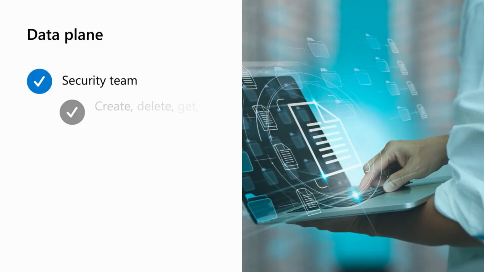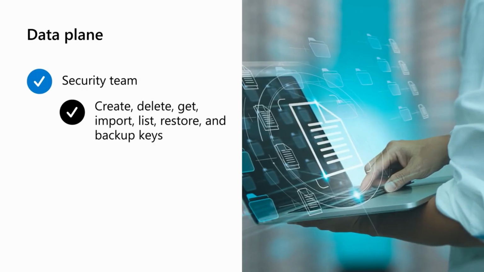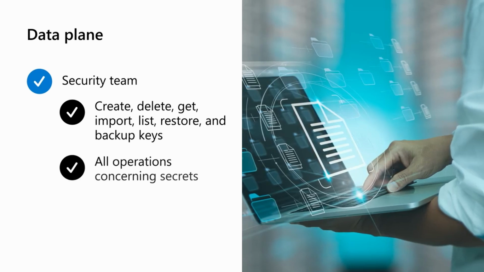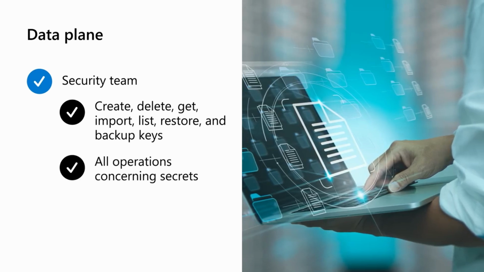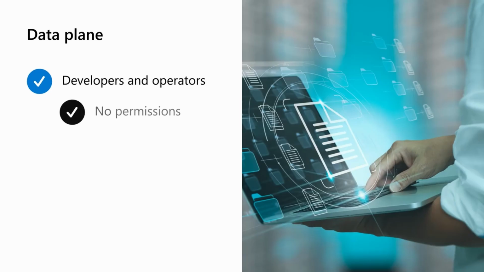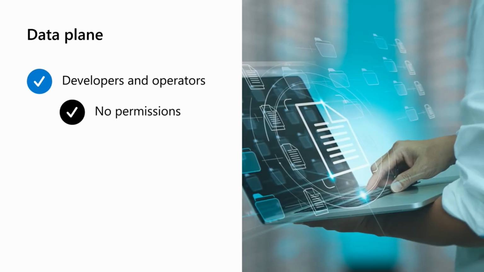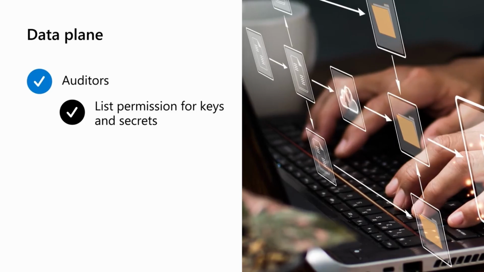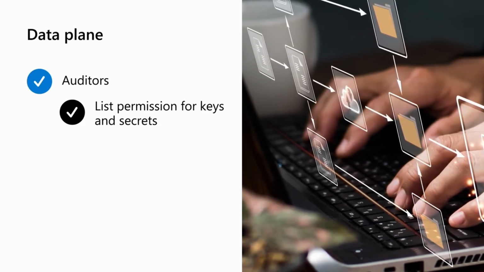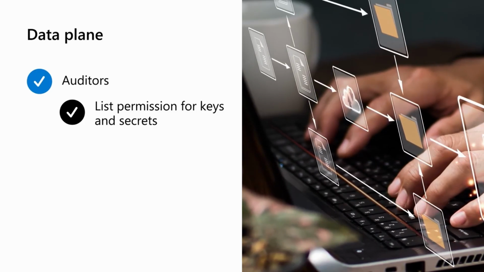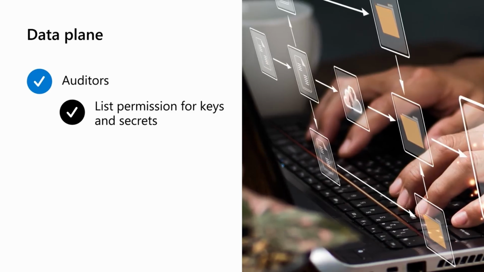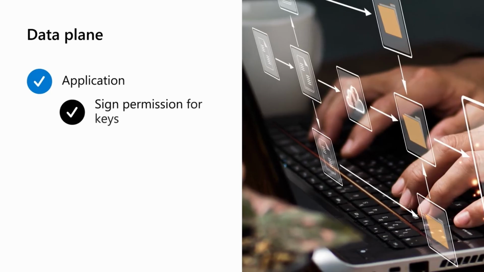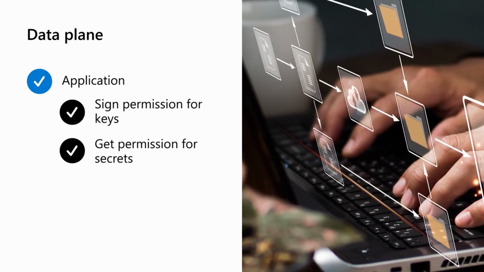The security team can create, delete, get, import, list, restore, and backup keys. They can do all operations concerning secrets. Developers and operators do not have any data plane permissions. Auditors have list permissions for keys and secrets. This permission enables auditors to inspect attributes, such as tags, activation dates, and the expiration dates for keys and secrets not emitted in the logs. The application has sign permission for keys and get permission for secrets.